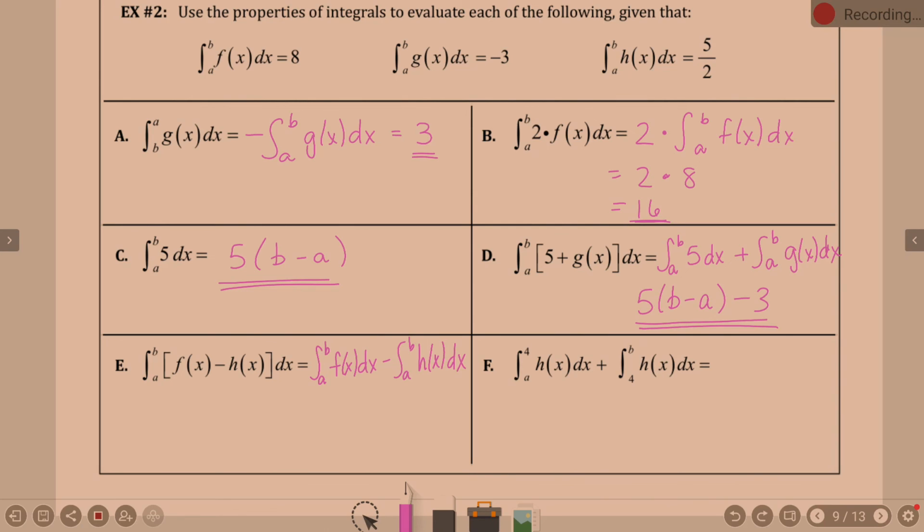What do we have here? Oh, fun. 8 minus 5/2. Okay. And my brain would say 8 is 16 halves, and 16 halves minus 5 halves is indeed 11 halves.